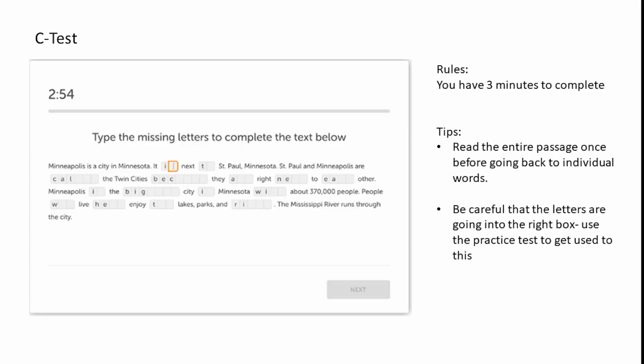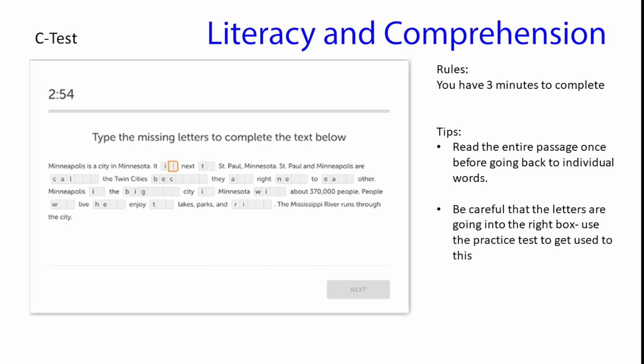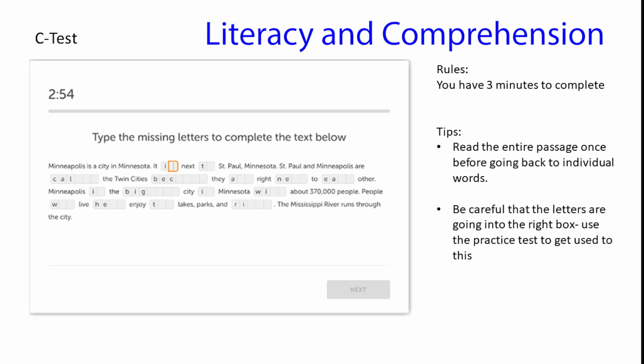Okay, let's take a look at the C test. As a reminder, the C test is checking your literacy and comprehension. For this question, you are given a passage and letters in the words are missing, and your goal is to complete the missing letters to create a complete passage. You have 3 minutes to complete this activity.